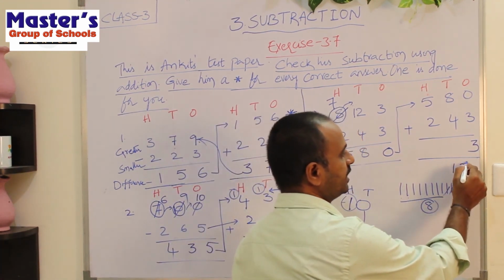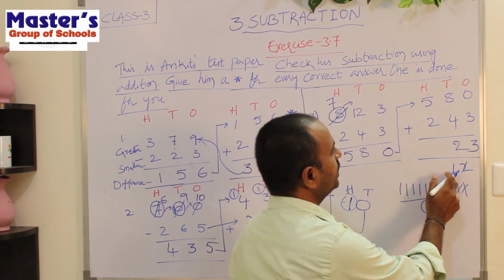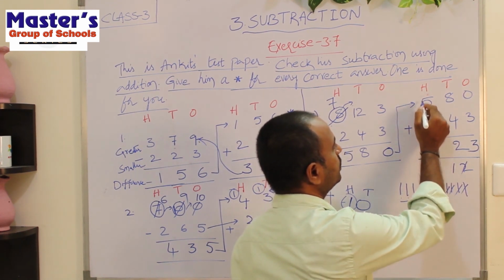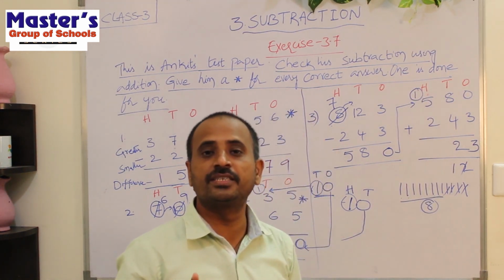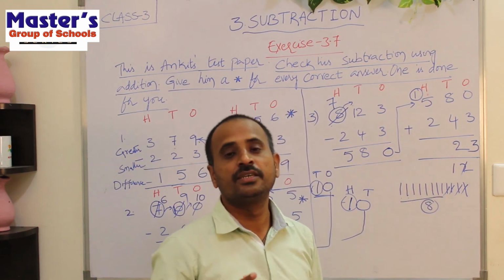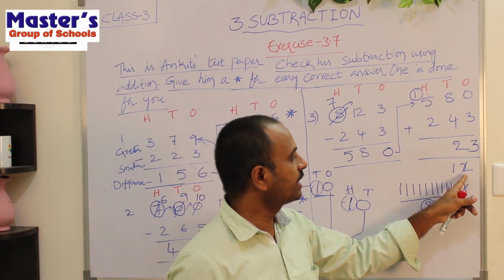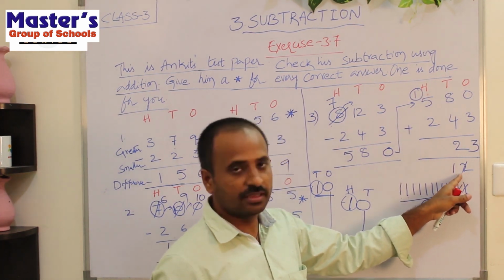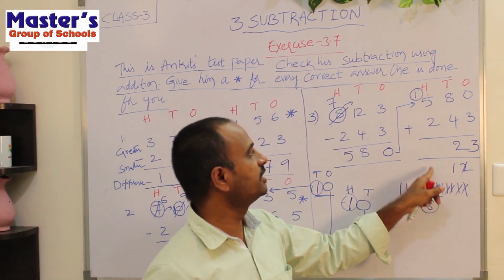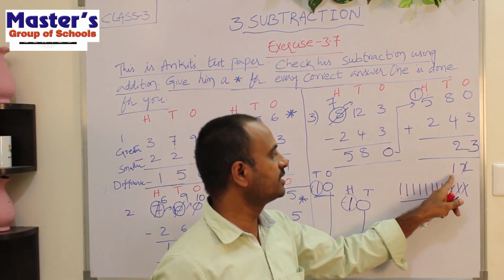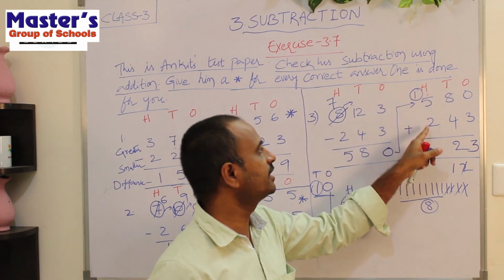Children, if the sum of the two digits is again 2 digits, cancel the first digit, write it in the tens place, and carry the next digit to the next place. So here 1 is to be carried to the hundreds place. Now there are 3 digits in the hundreds place.